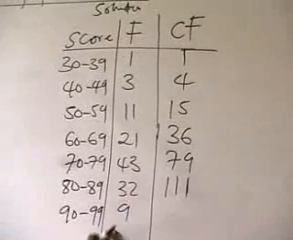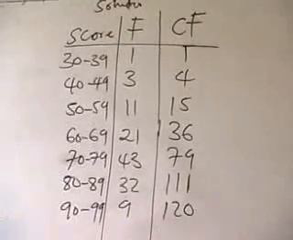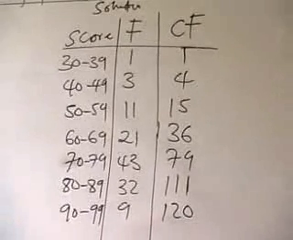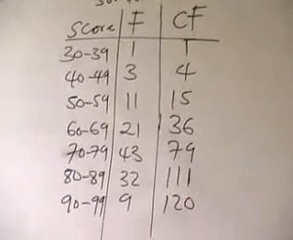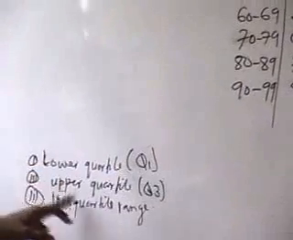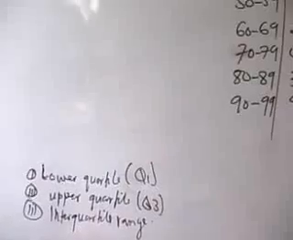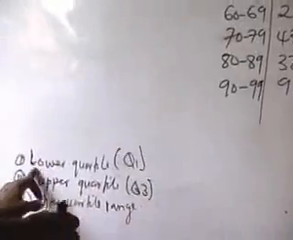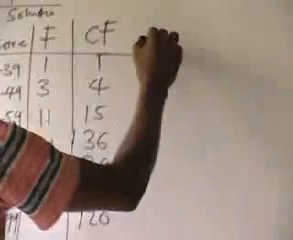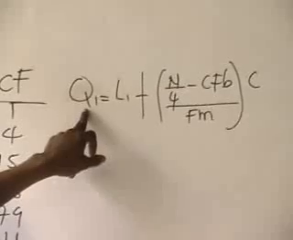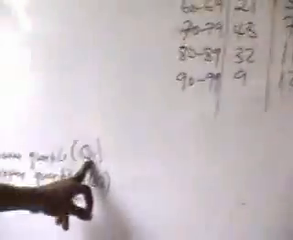Now, 111 plus 9 will give us 120. So that is what we have here. According to the question, we are asked to calculate the lower quartile, upper quartile, and interquartile range. Are we together? So let's write the formula of lower quartile. Lower quartile is the same thing as Q1.